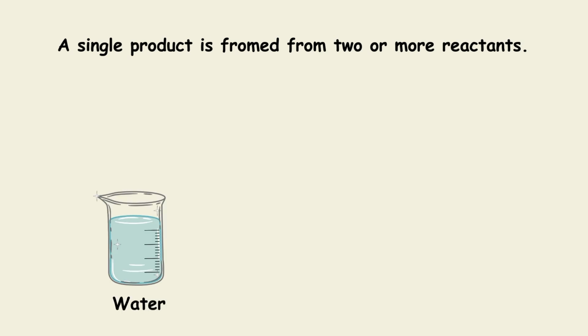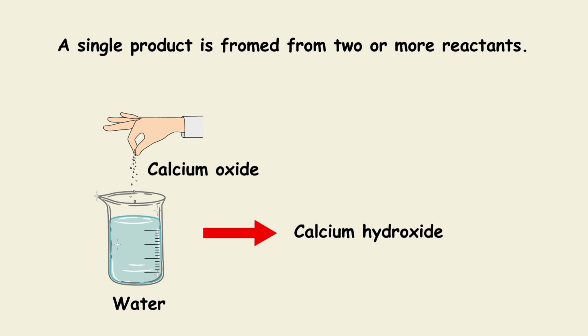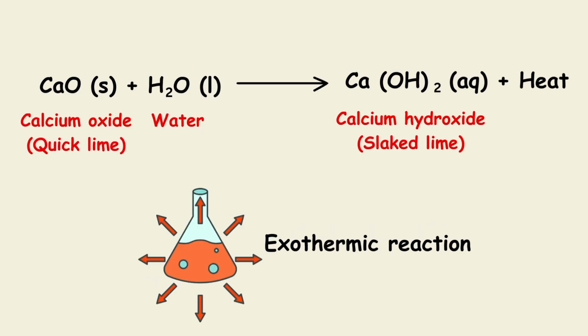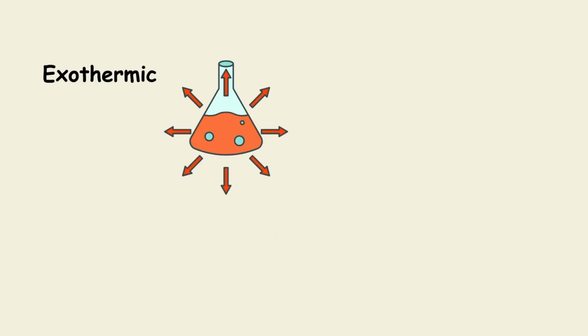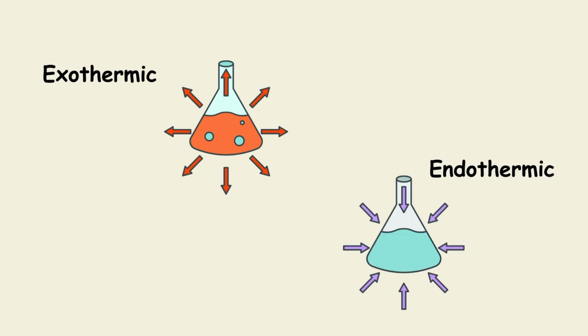For example, water in a beaker, when it reacts with calcium oxide, produces calcium hydroxide or slaked lime. In this reaction, calcium oxide and water combine to form a single product called calcium hydroxide. Such a reaction in which a single product is formed from two or more reactants is known as a combination reaction. This is an exothermic reaction where heat is produced. Combination reactions are of two types, exothermic reaction and endothermic reaction.